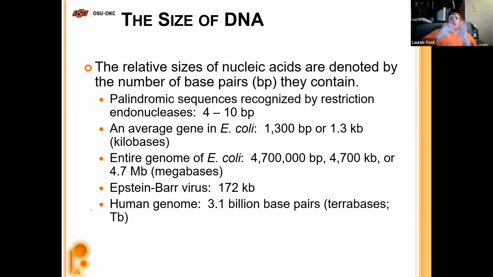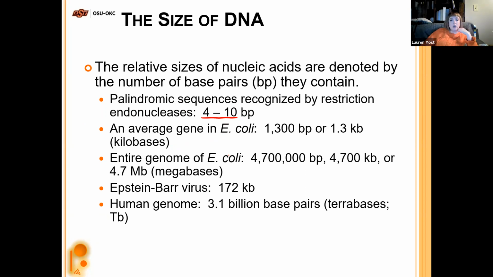Sizes of DNA. We're talking about them in terms of their base pairs, literally how many base pairs they have, G, A, T, C, whatever. So palindromic sequences, remember, recognized by the endonucleases, we saw ones that I think were like 6 to 8 or something like that. But anyways, they can be 4 to 10 base pairs. Literally like 4 being G, A, T, C.